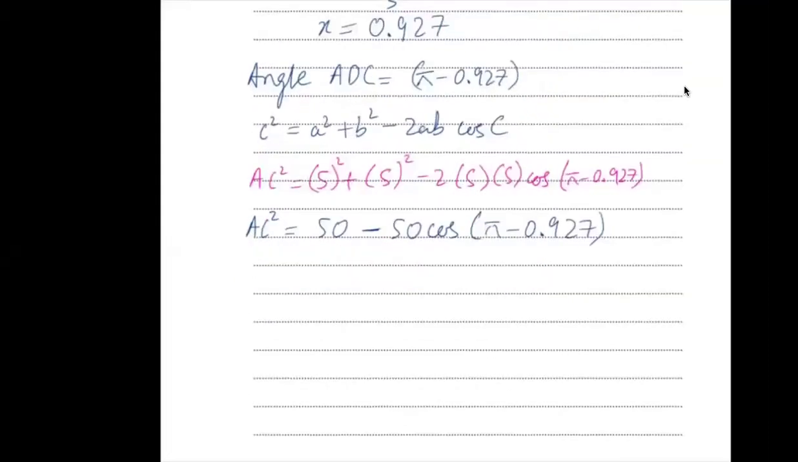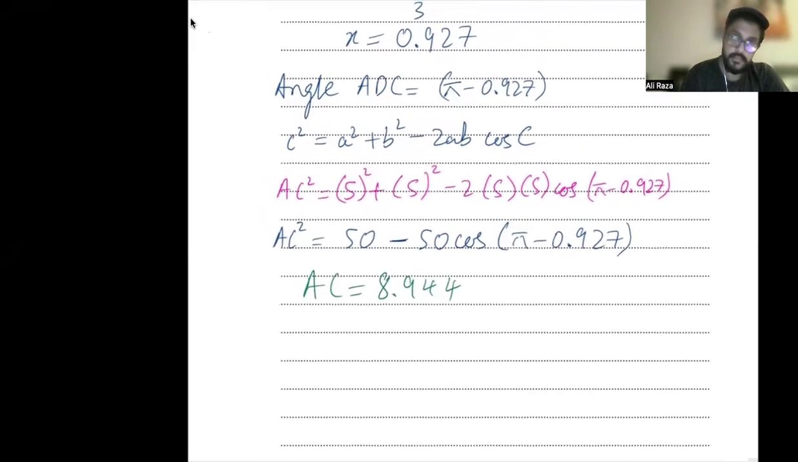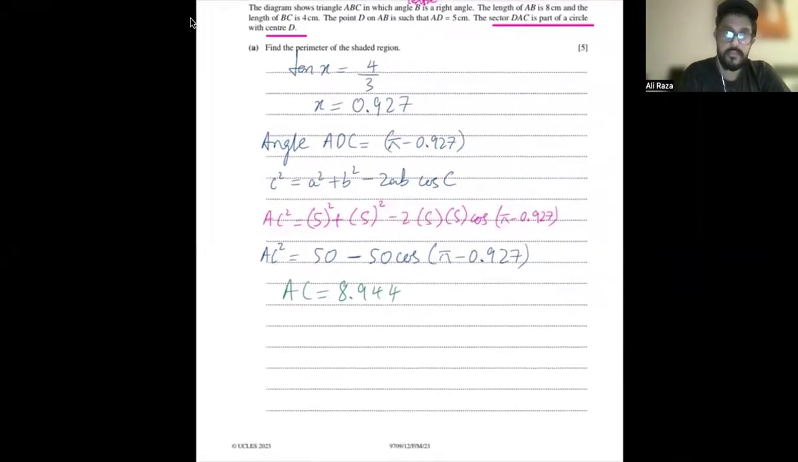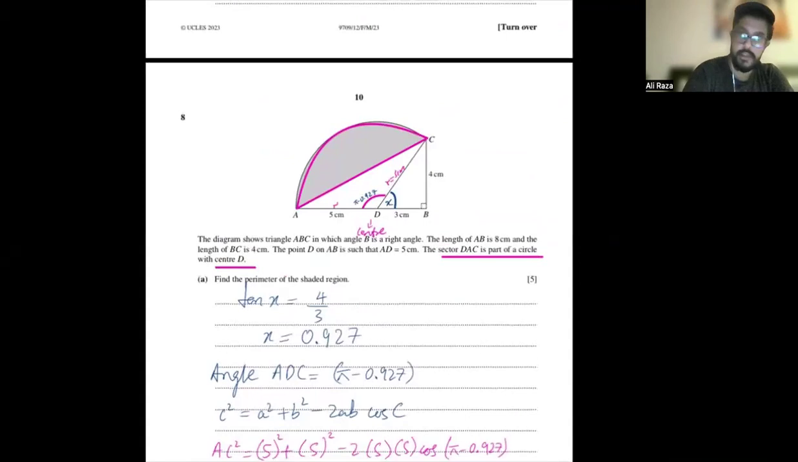The length of AC comes out to be 8.944. Now we need to find the arc length for the curve AC.